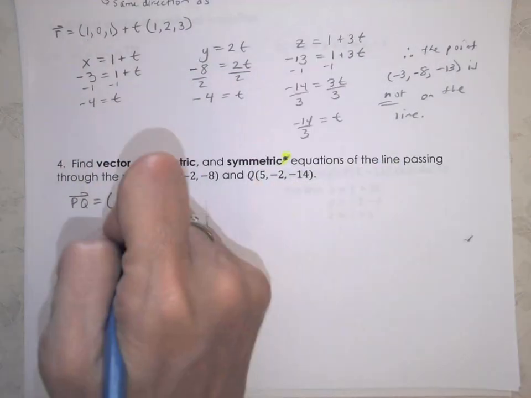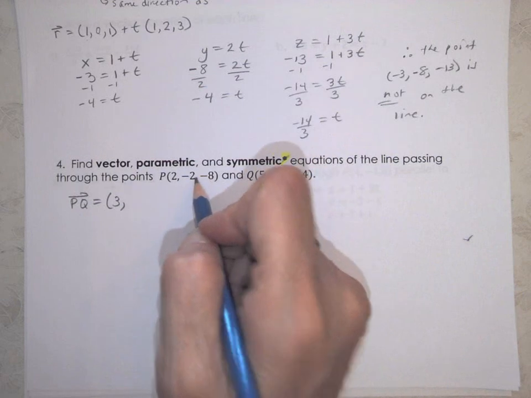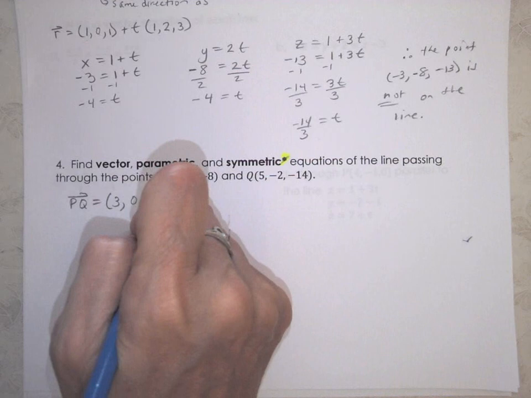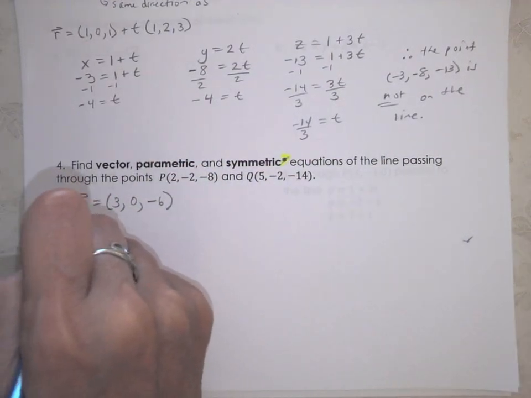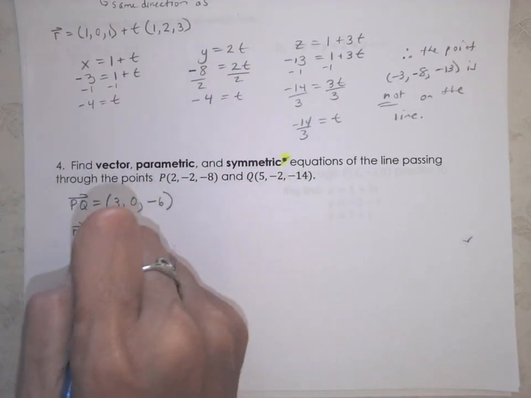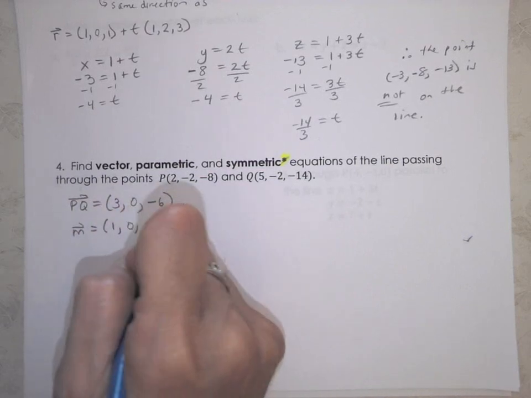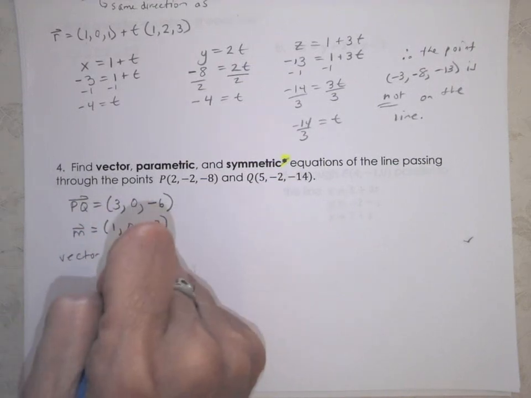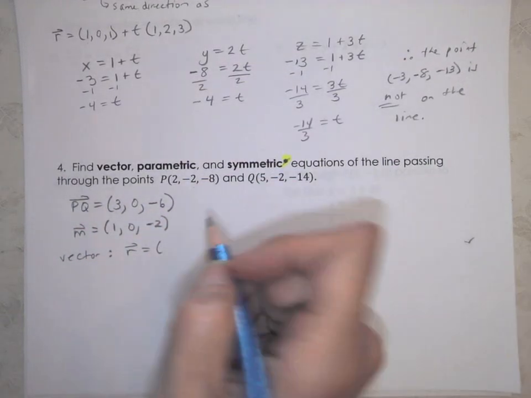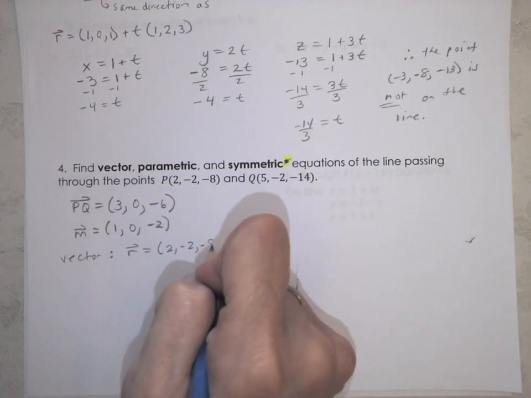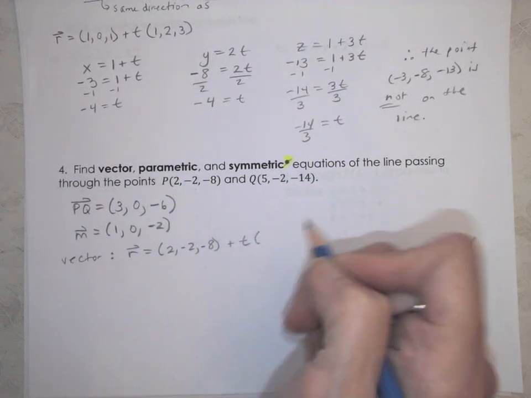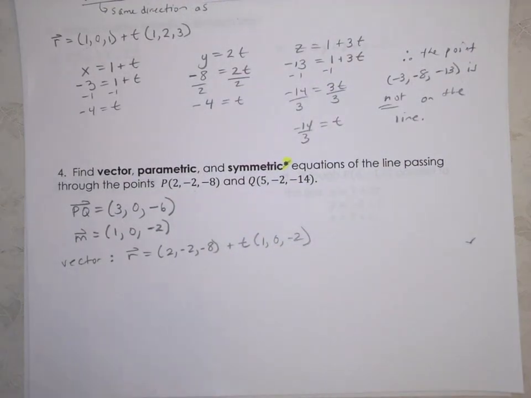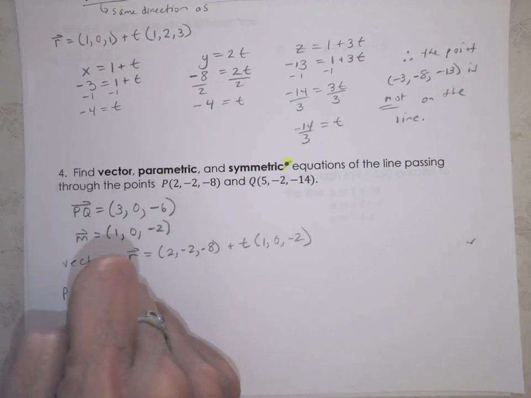So Q minus P is going to give me 3, 0, -6. And so I would choose my direction vector to be, I could divide each component by 3 to get a smaller scalar multiple. So my vector equation is going to be r equals, I'll choose point P, 2, -2, -8, plus the parameter times the direction vector. Here's my vector equation.